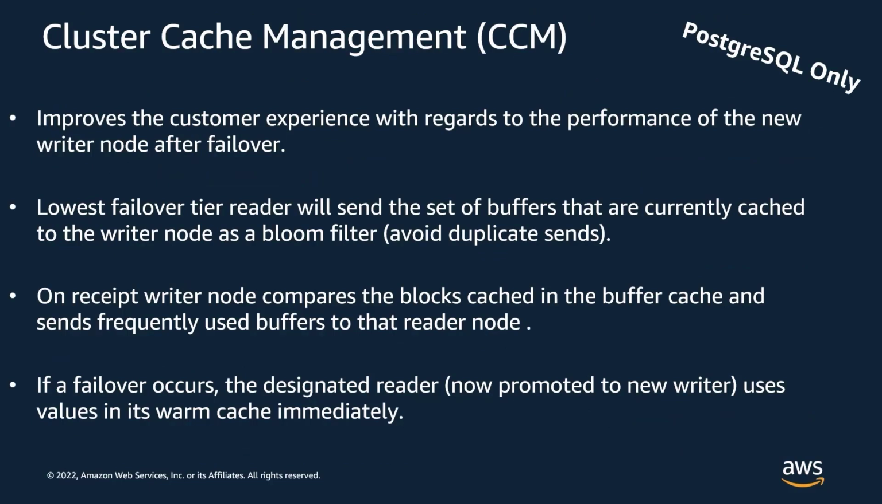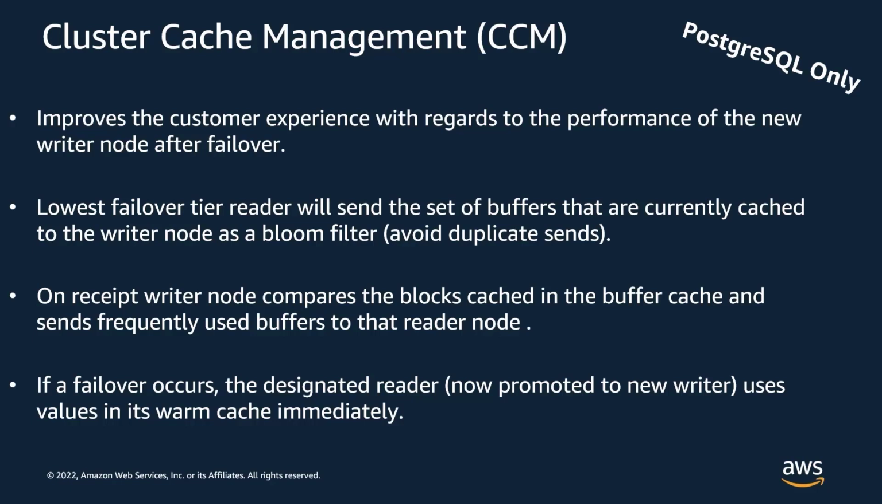Aurora PostgreSQL has a cluster cache management feature that improves application performance after failover. Let's take a look and see how this works. As we discussed earlier, you can designate failover tiers for read replicas. This means you can predetermine which node gets to be promoted to a primary if there is a failover. You do this by assigning the failover priority of 0 for a read replica.